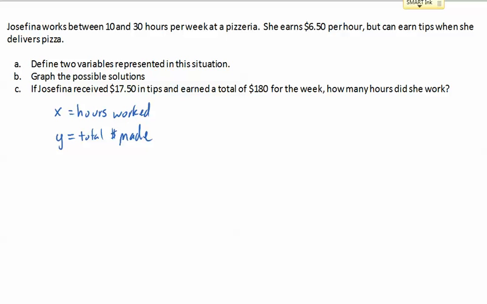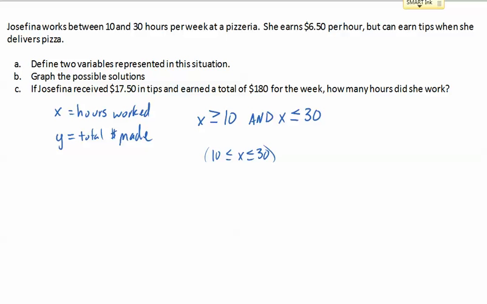So Josephina works between 10 and 30 hours per week. So what does that mean? Well, that means that the hours worked, X, has to be greater than or equal to 10, and X has to be less than or equal to 30. Now, you could have written this any number of ways. I personally like writing it this way, with the x's greater than or equal to 10 and less than or equal to 30. But this will be easier for what we need to do with writing our inequalities in the system. So we've got two inequalities right here. X is greater than or equal to 10 and X is less than or equal to 30, because that's the hours.